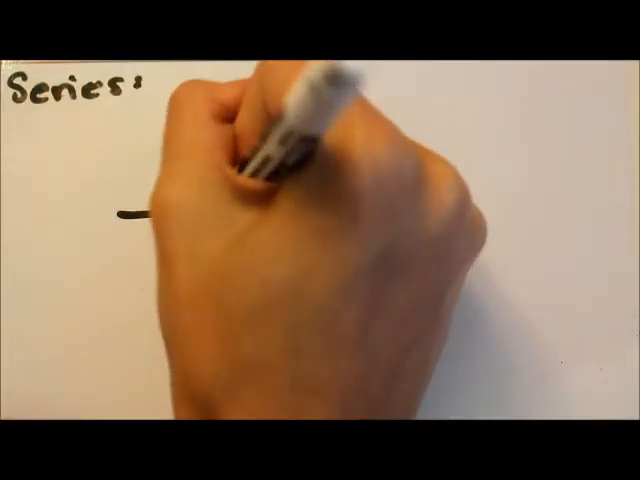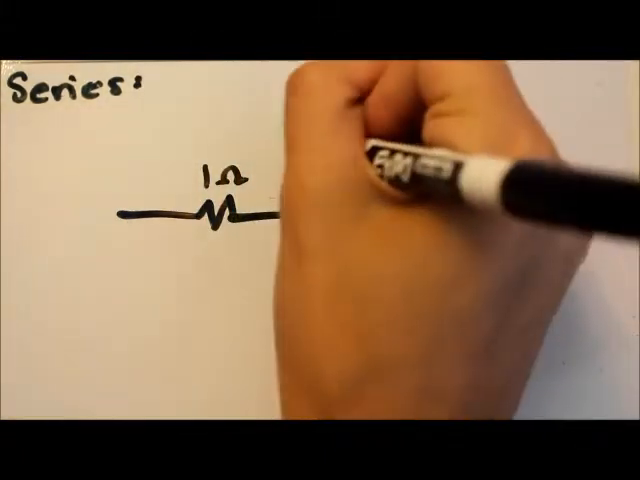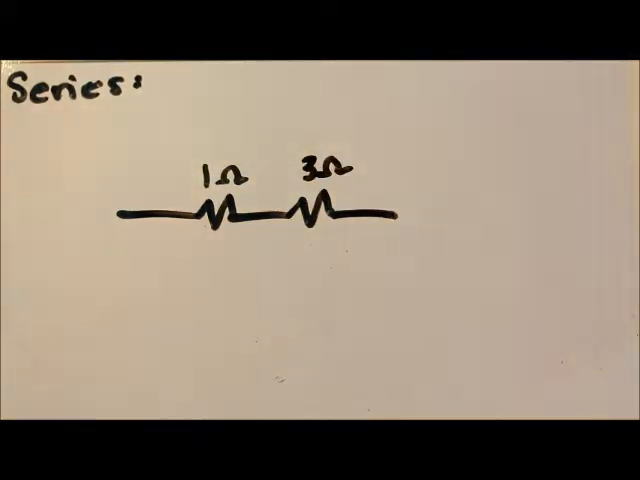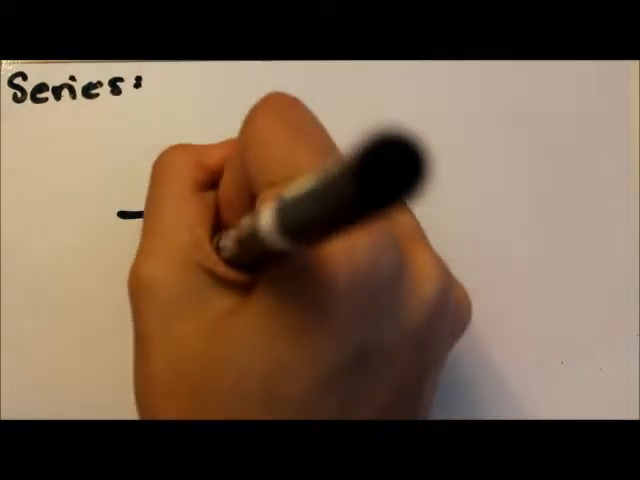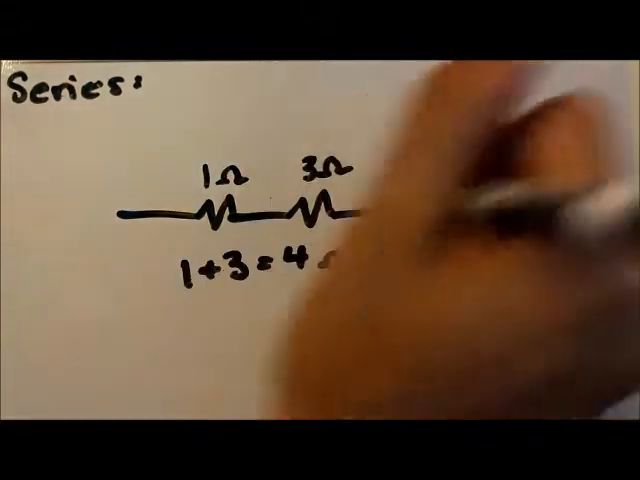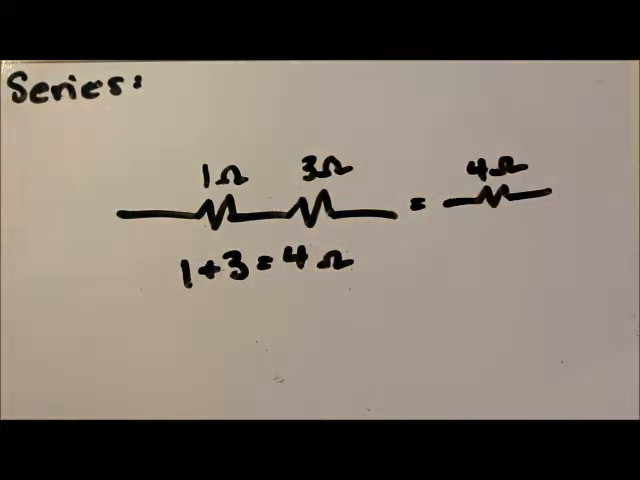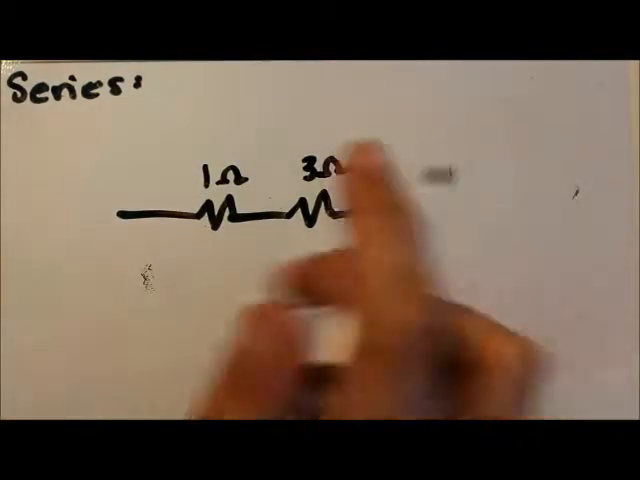On the other hand, when in series, resistors are much easier to combine. The resistances are simply added together in order to simplify. For example, if these two resistors had 1 and 3 ohms, they would be added to equal 4 ohms. Therefore, these two resistors in series have the same resistance as a 4 ohm resistor. When in series, each resistor gets the same current.